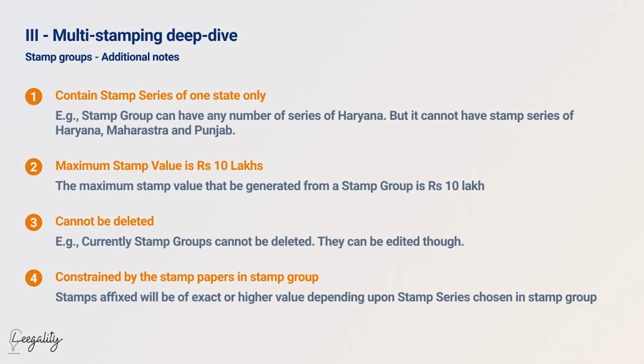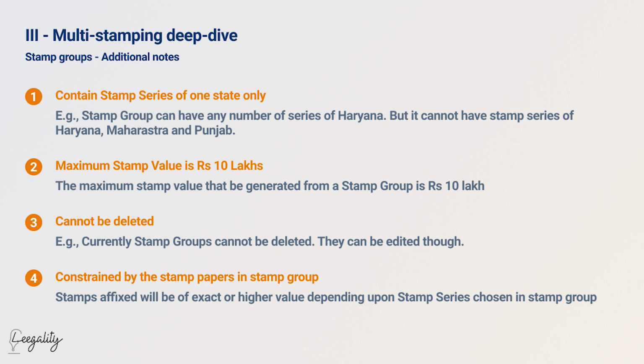Some additional points to note about stamp groups. Like I've already mentioned, stamp groups need to be of the same state. The other is the maximum stamp value that you can generate from a stamp group is rupees 10 lakhs. The third is that in the current version of the application, we do not allow deletion of stamp groups. And the fourth is that the stamps that will be affixed in your document will be dependent on the series contained inside the stamp group.